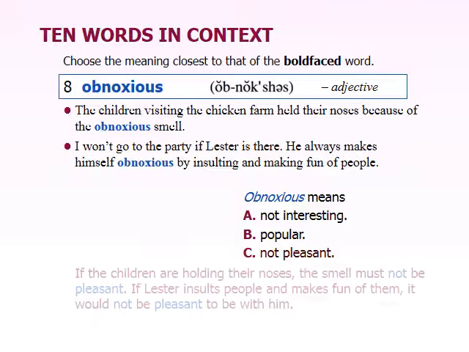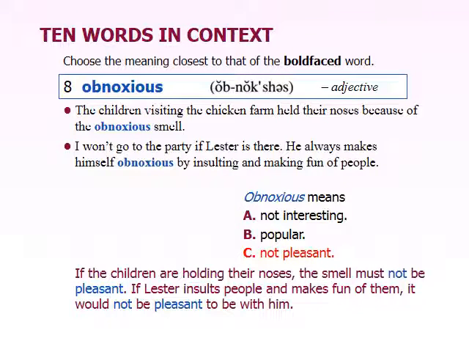So what obnoxious means is not pleasant or unpleasant. On page 35, obnoxious is number 1. It says very unpleasant, distasteful, or disgusting. So in these two sentences, we have two different meanings, uses of obnoxious. In the first one, we say that the smell was obnoxious, meaning that the smell was very, very unpleasant, not very nice.